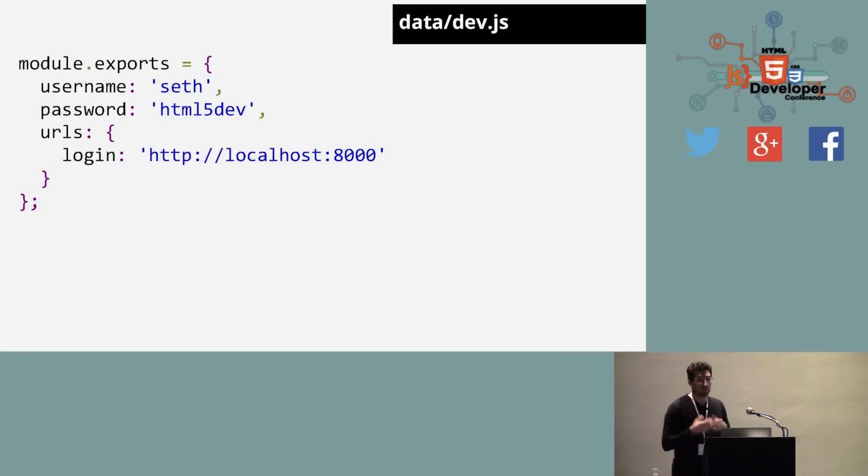So my dev.js is simply a node module. It's really a simple object where I can store key value pairs of data that I want to be able to reference from within my tests. In this case, I only have 3 values, so it's fairly straightforward. I'm going to store my username and password that I'm going to use for the test. And I'm going to store the URL of the login page that I actually want to navigate to during the test.